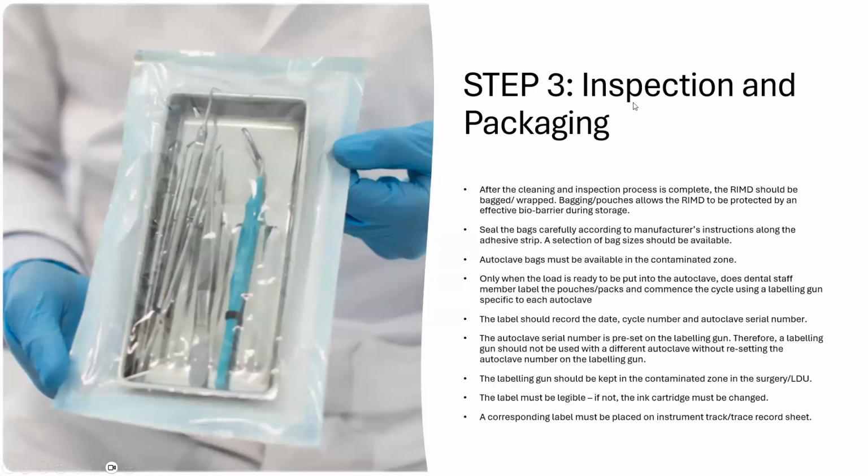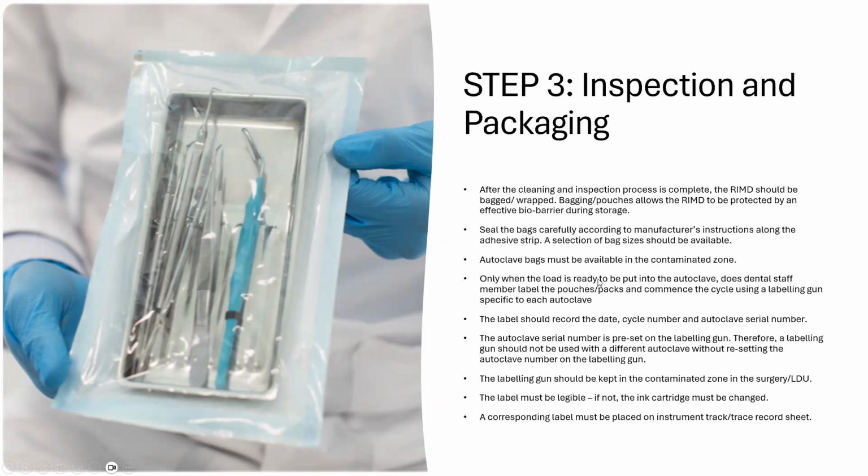In step 3, inspection and packaging, certain important points. After the cleaning and inspection process is complete, the RIMD should be bagged, wrapped, or placed in packaging pouches to allow the RIMD to be protected by an effective biobarrier during storage. Unbagged instruments cannot be stored. Seal the bags carefully according to manufacturer's instructions along the adhesive strip. A selection of bag sizes should be available. Autoclave bags must be available in the contaminated zone.